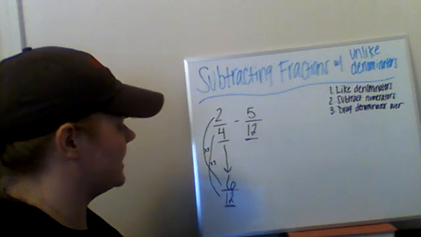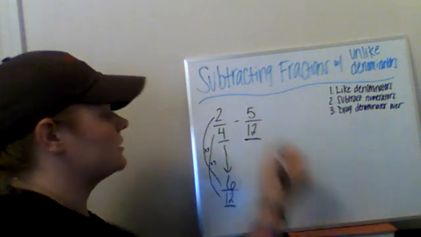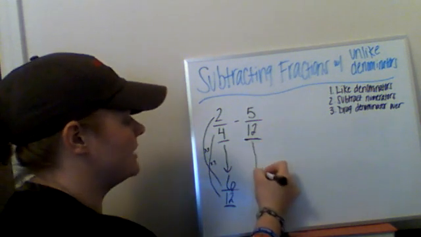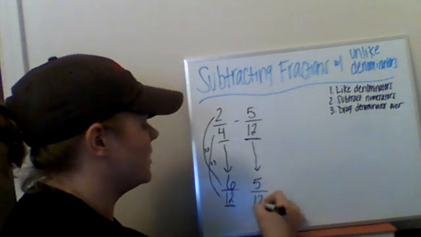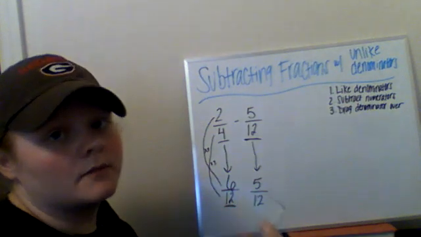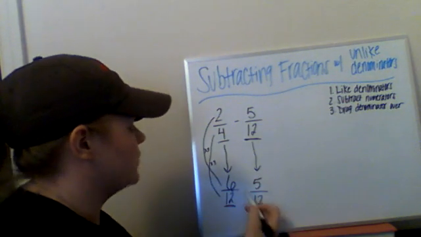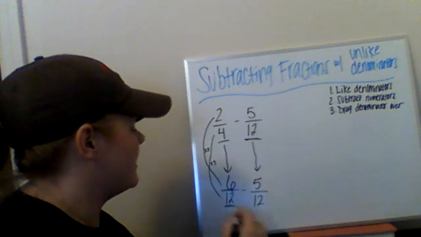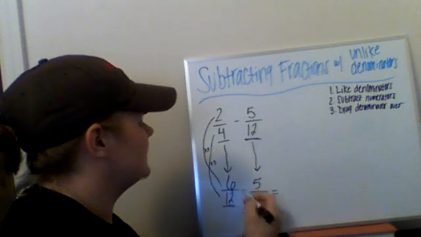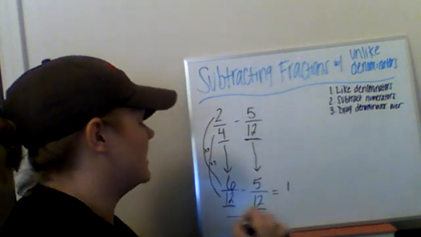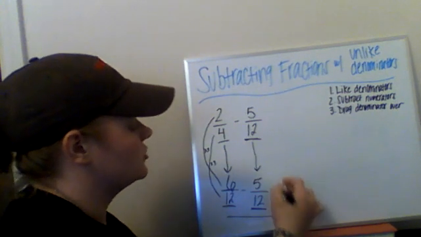Then if I come to my fraction over on the right, I notice my denominator is already 12, so I'm not going to have to do any math to that. I'm just going to bring that fraction down. My new problem, which is the same problem with a new set of denominators, is 6/12 and 5/12. I'm going to subtract them. I know that my denominators are like now, so I can go ahead and subtract. 6 take away 5 is 1. Then I'm just going to drag the denominator over, so 12. My answer is 1/12.